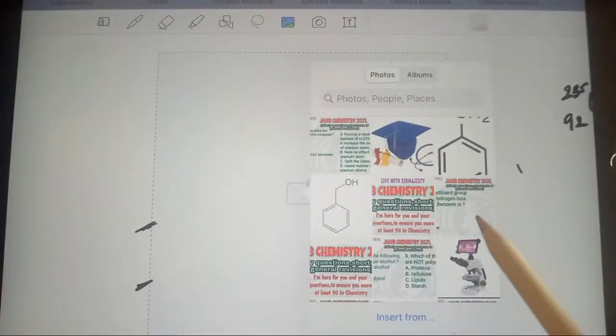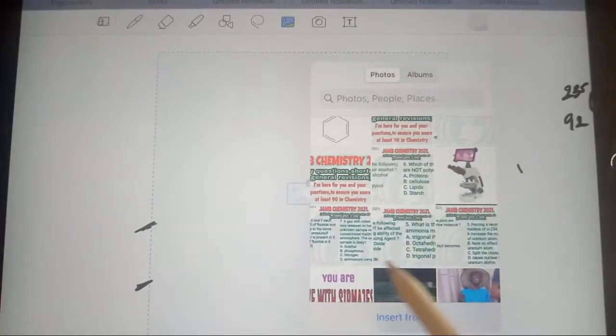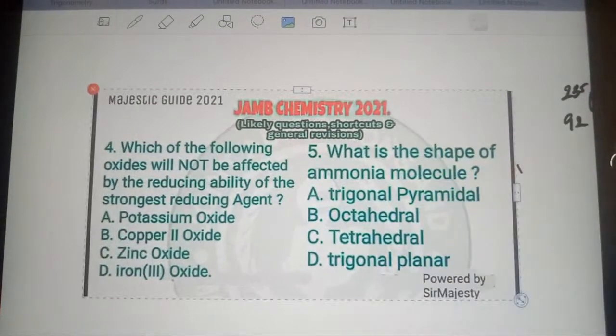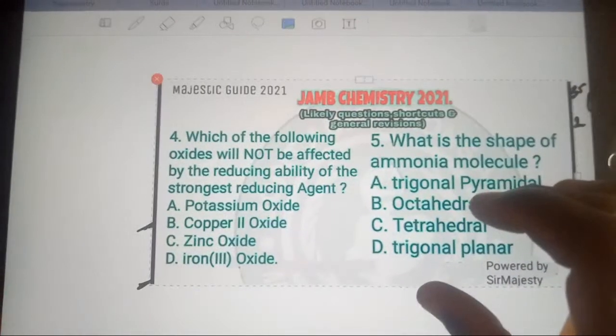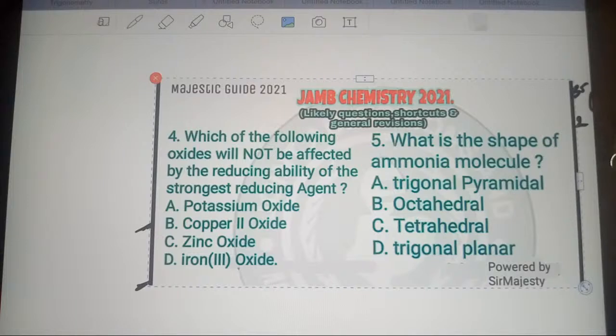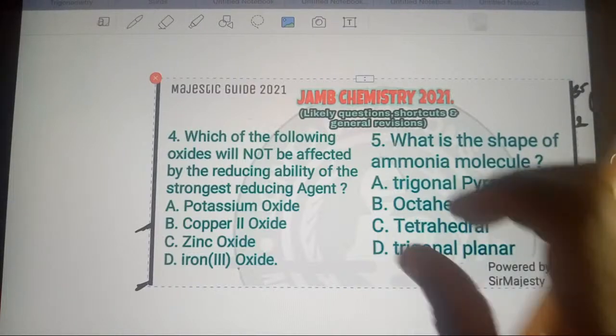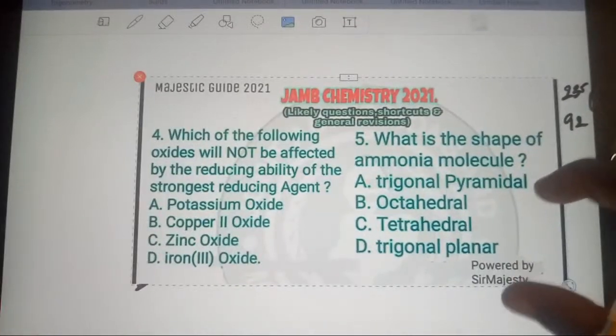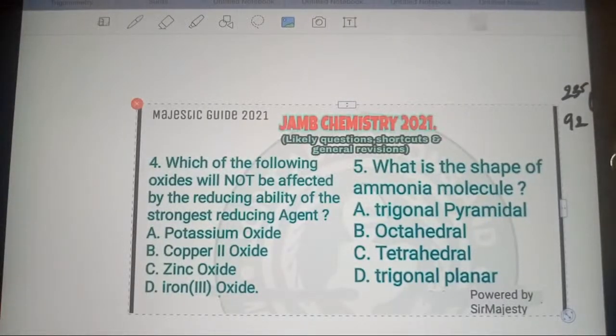So we move to the next question. Okay, yeah. So here we have question number 4, which says: which of the following oxides will not be affected by the reducing ability of the strongest reducing agent? This question is trying to let you know about the extraction of metals actually.